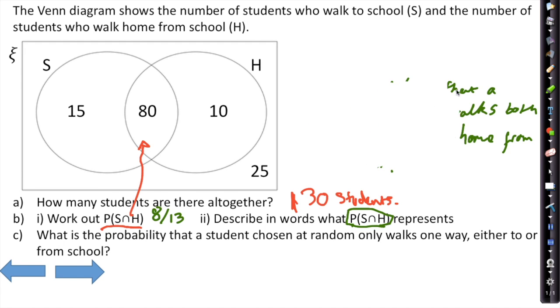So I'm just going to rub that out so I've got some extra space for the last question, which is, what's the probability that a student chosen at random only walks one way, either to or from school?